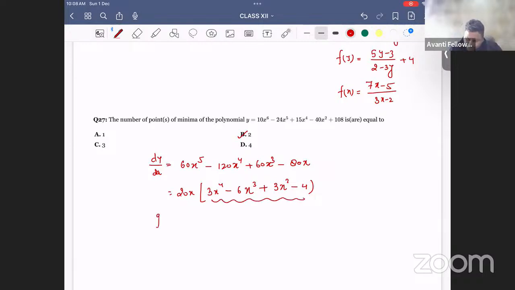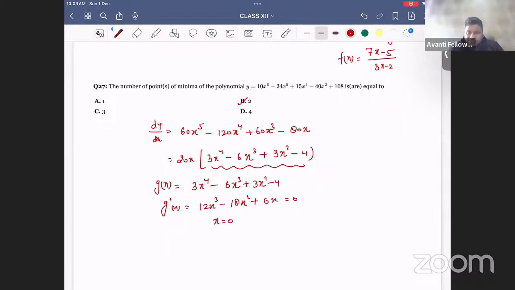Now, for this biquadratic, I want the number of roots. Let us assume this is some other function g(x), that is 3x to the power 4 minus 6x cube plus 3x square minus 4. What is g dash x? 12x cube minus 18x square plus 6x. Yes or no? If you make it 0, x equal to 0 is a root. Except that, there is no other real root. So g(x) has either 2 roots or no real root.